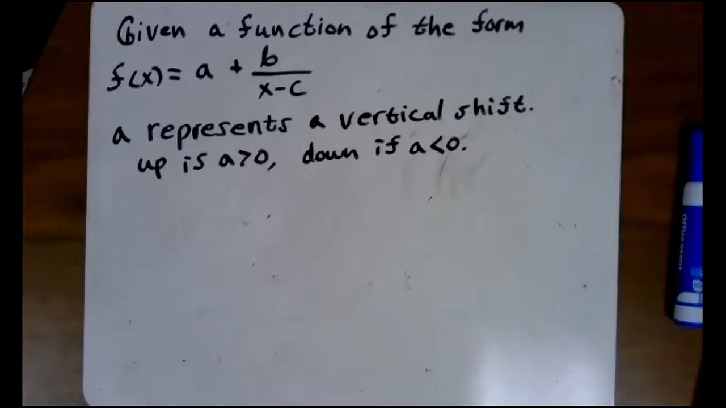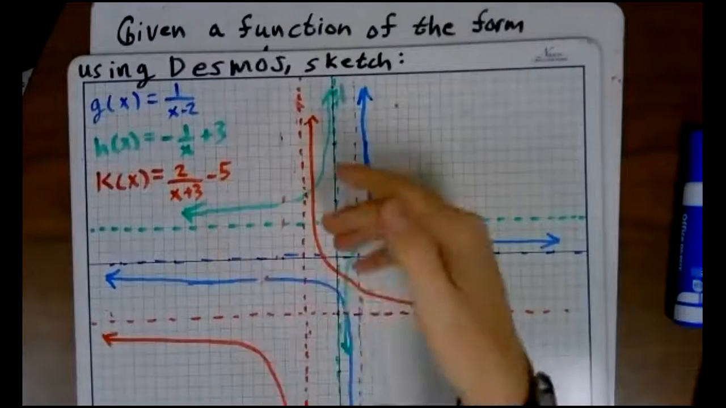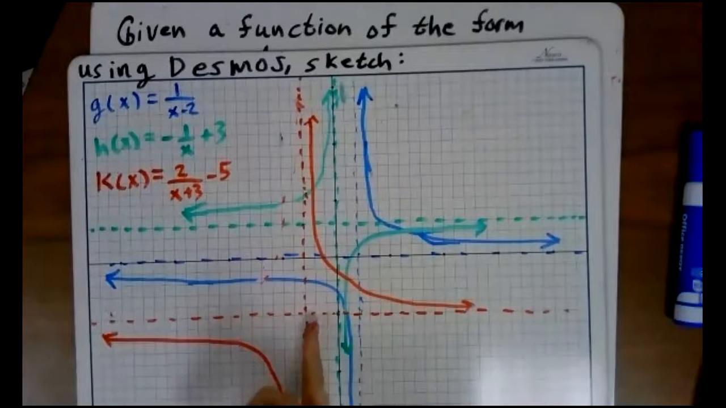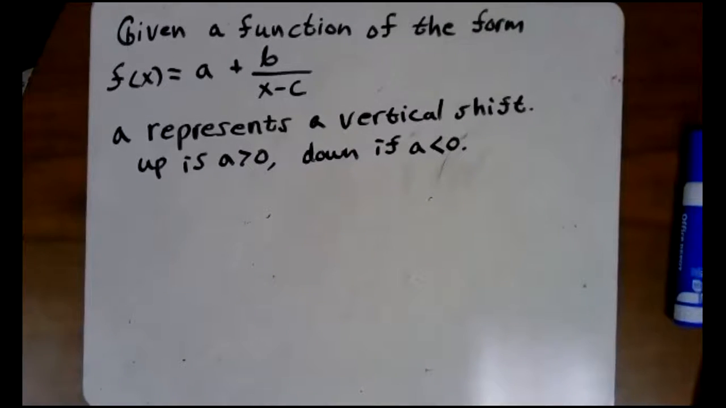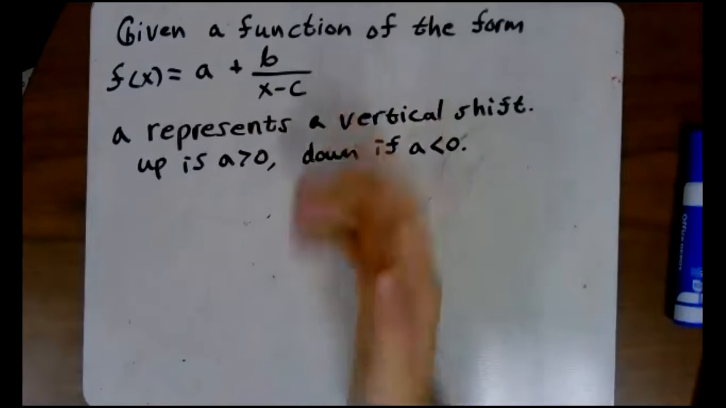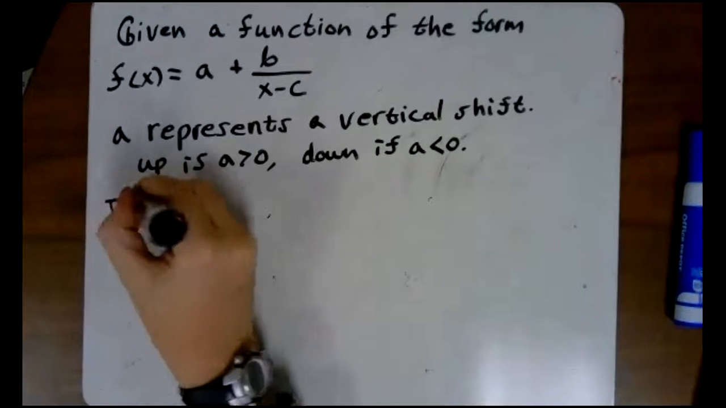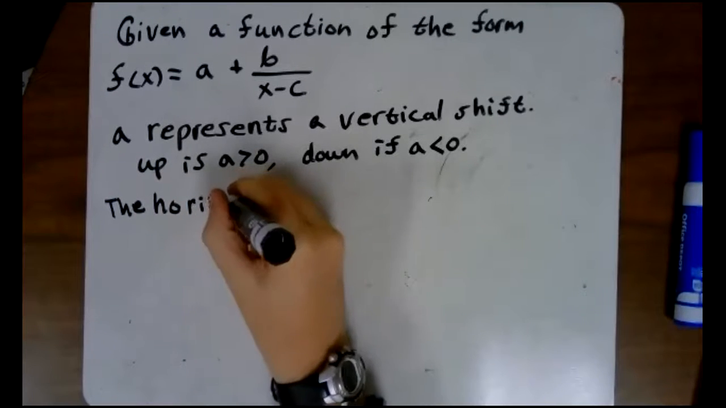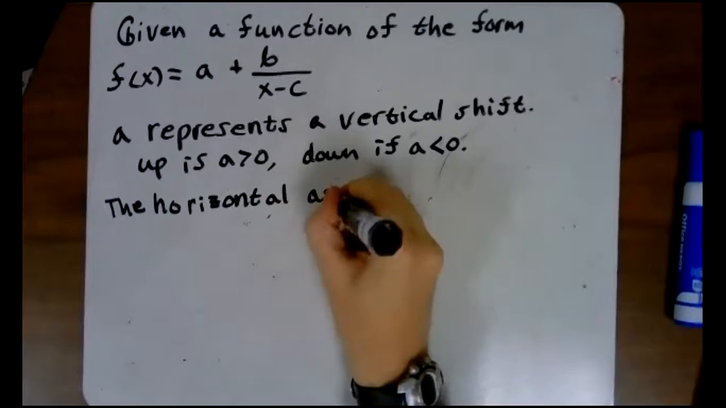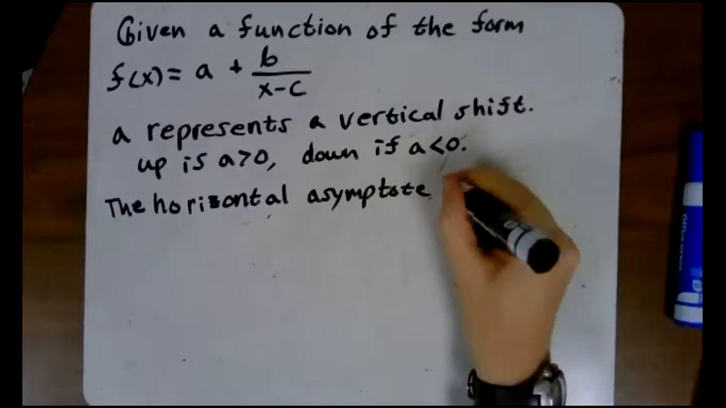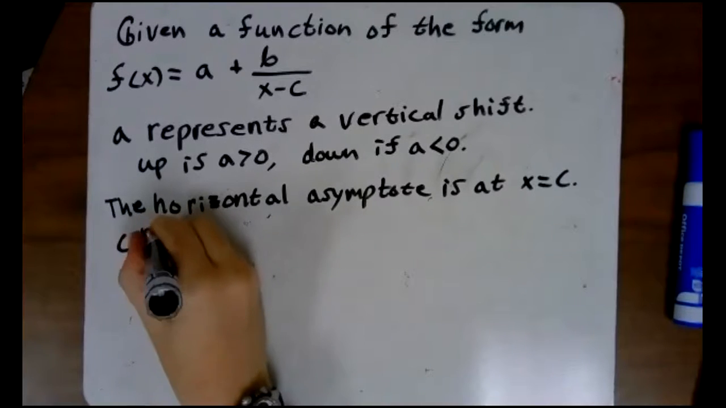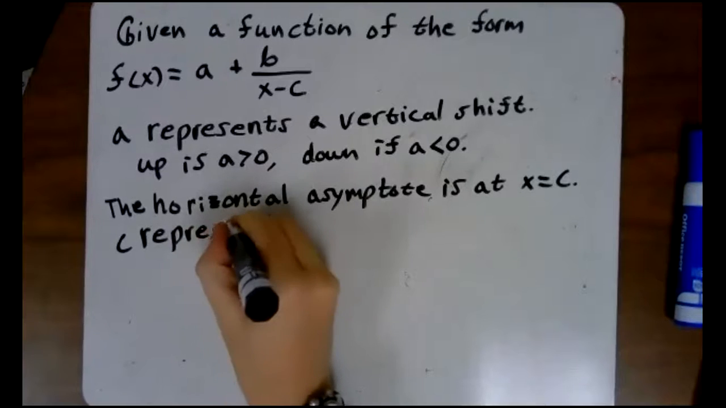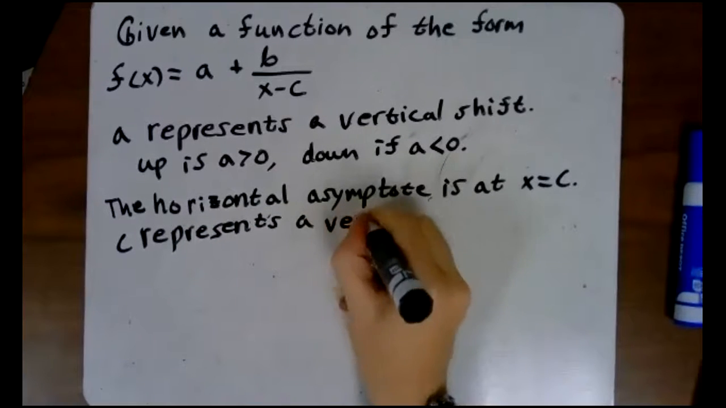We saw that C gave us our vertical asymptote. Adding 3 moved us left by 3. Subtracting 2 moved us right by 2. That's the reason why we have an x minus c down here. The vertical asymptote is at x equals c, which means that c in general represents a horizontal shift.